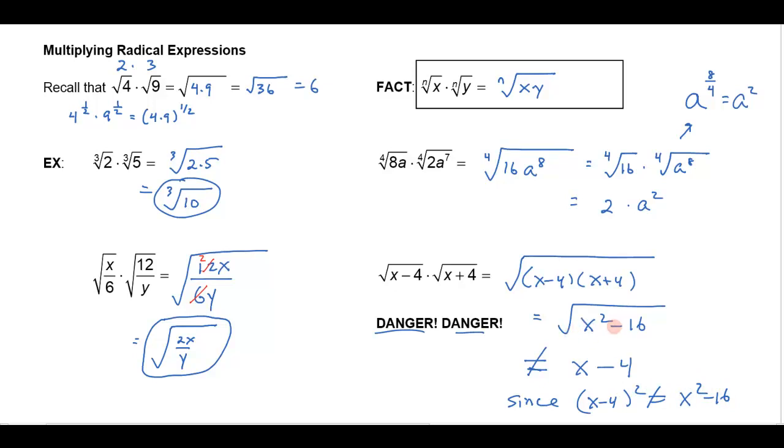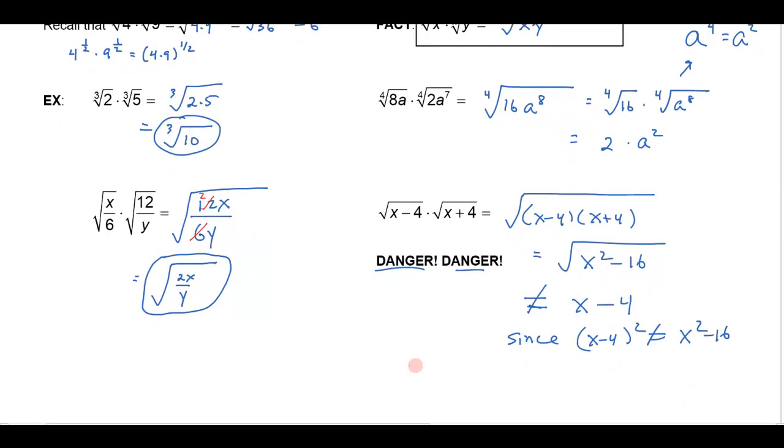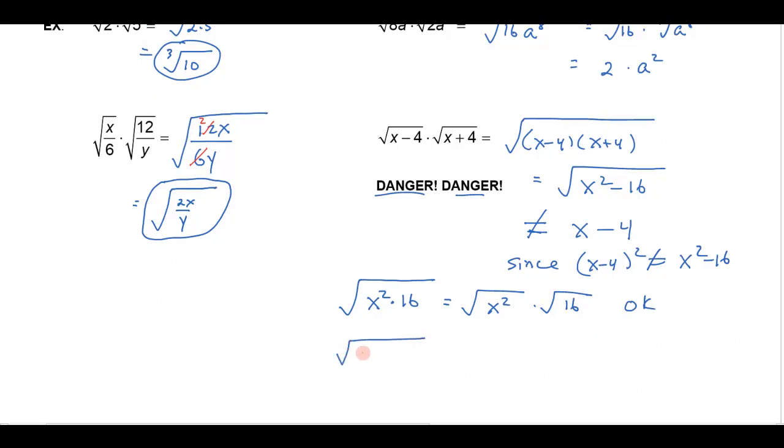So you can't take the square root of terms like that, and it might help you to avoid that confusion if you remember, if I had the square root of x squared times 16, you could break that up as the square root of x squared times the square root of 16. That's okay. But if I had the square root of x squared minus 16, that does not equal the square root of x squared minus the square root of 16. Okay, so if it's a plus or a minus, you can't break it into separate square roots, but if it's times, then you can. Okay?